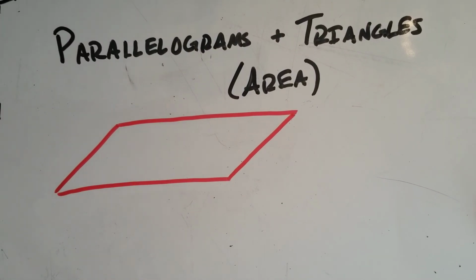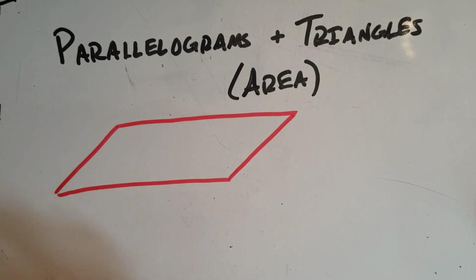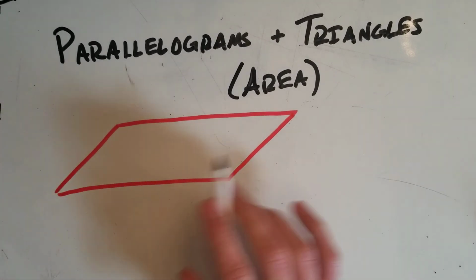Hey guys, today we're going to talk about finding the area of both a parallelogram and a triangle. We're going to start off with parallelograms. You might already know the formulas. Today we're going to go into an explanation, a little visual of how we can derive them. A visual derivation. So let's say we have a parallelogram.